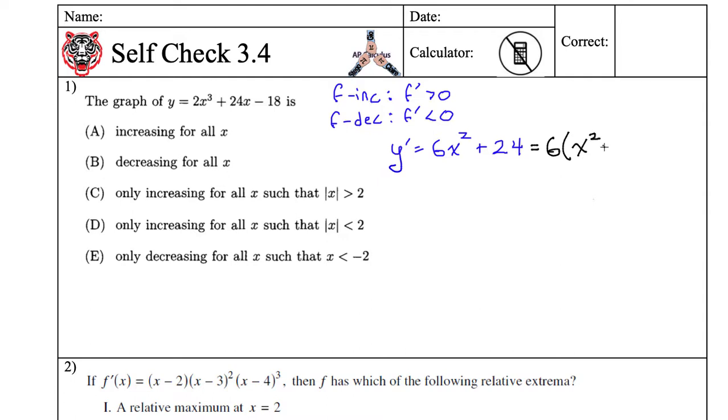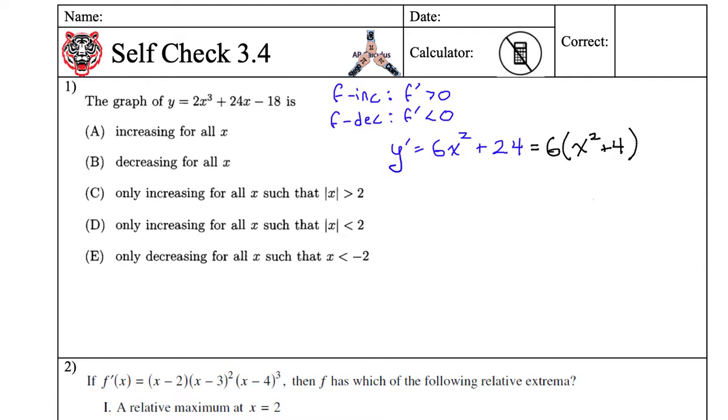If I factor this, I think the greatest common factor is indeed 6, so it's going to be 6 times x squared plus 4. Okay, this is kind of a cool problem. When I set this equal to 0, I don't even need to do that. I can stop right here, and I'll tell you why. We're going to find where things are positive and negative, right? Where it's increasing, where it's decreasing. I need to find where this is positive or negative.